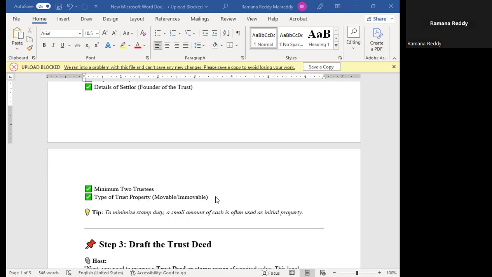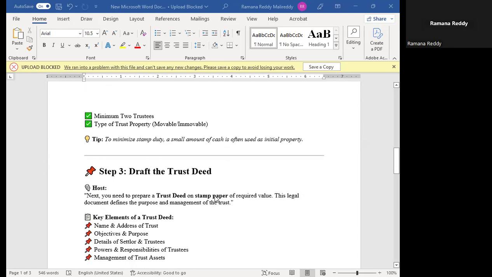So to minimize the stamp duty, generally a small amount of cash is often used as an initial property. Initially, you can deposit 1,000 rupees or 10,000 rupees. Then that would be better to minimize the initial stamp duty.